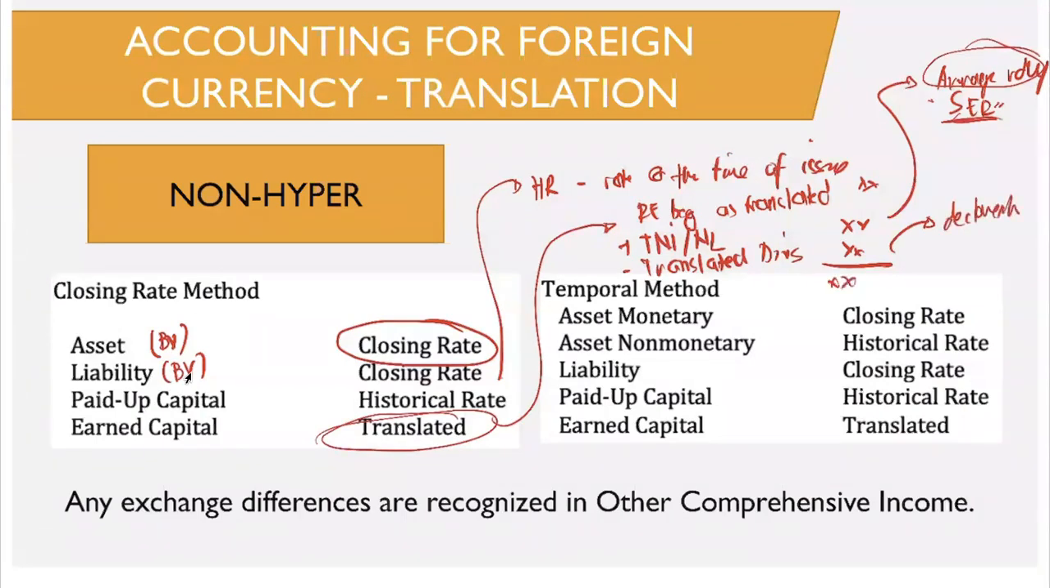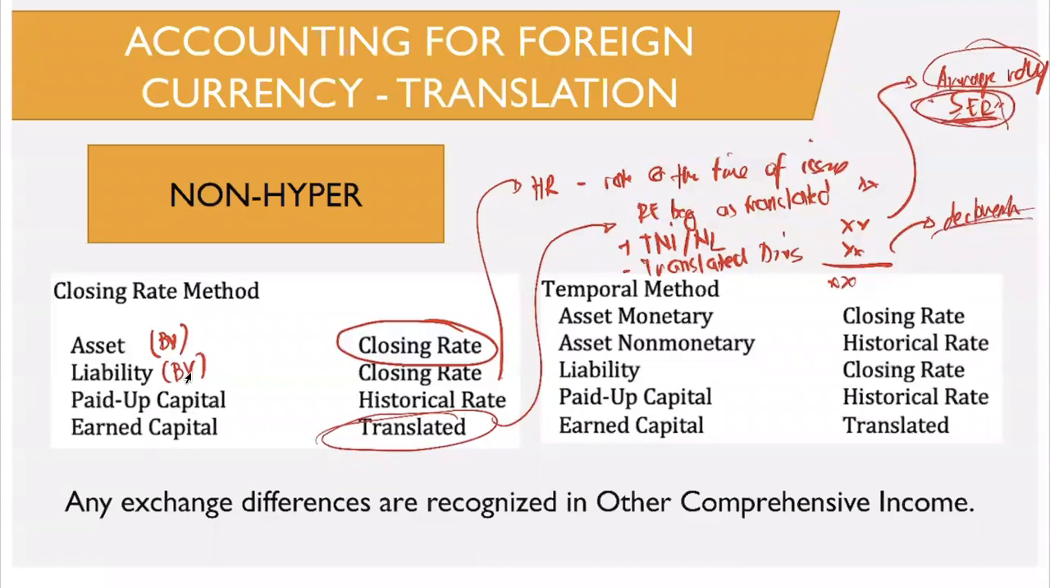After that, we can already compute for our earned capital. Earned capital, again, how do we compute? We have your retained earnings beginning as translated, so the previous year translated retained earnings. You add the translated net income or net loss that is based on your average rate. If ever we can specifically look into the rate at the time of transaction, we use your spot exchange rate. Translated dividends at the time it is declared.